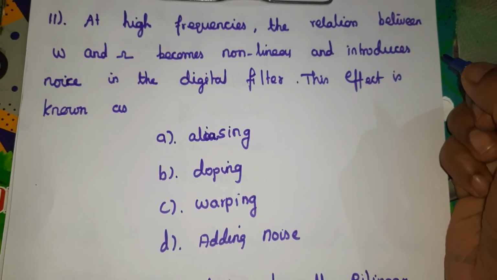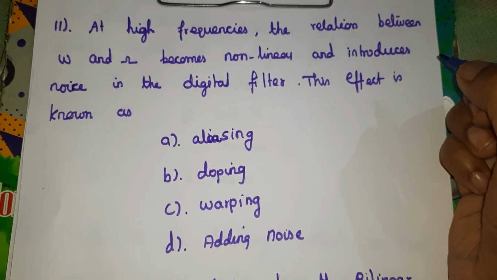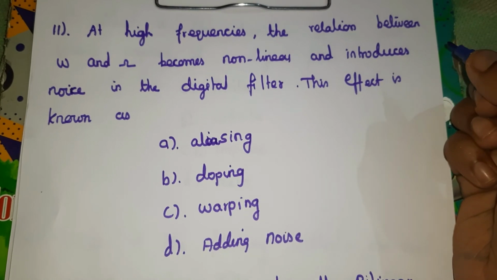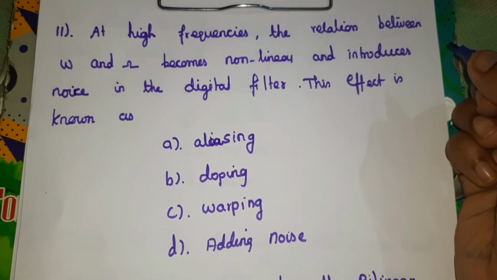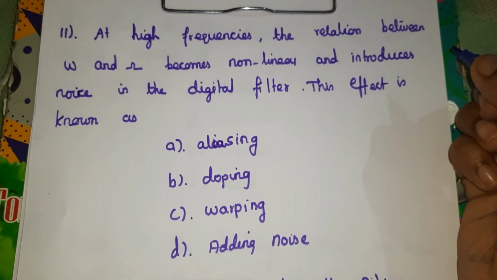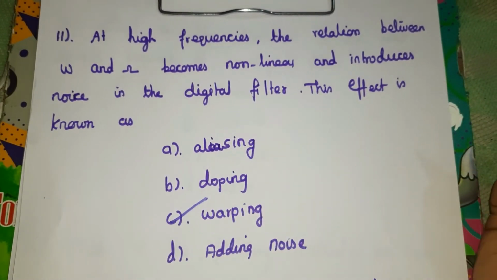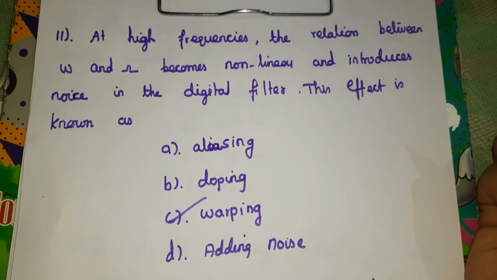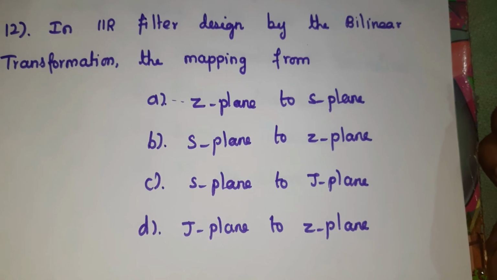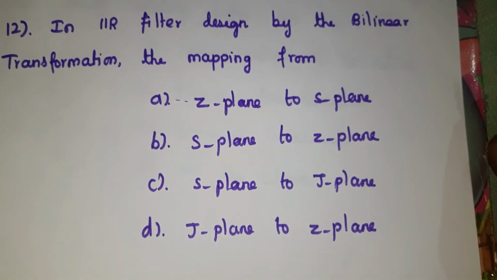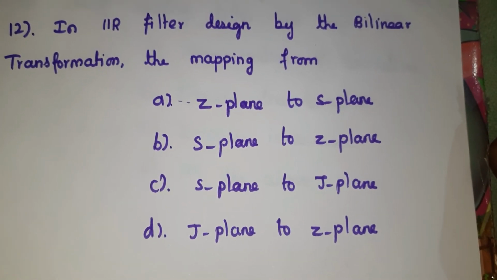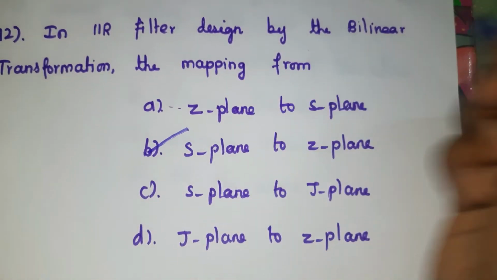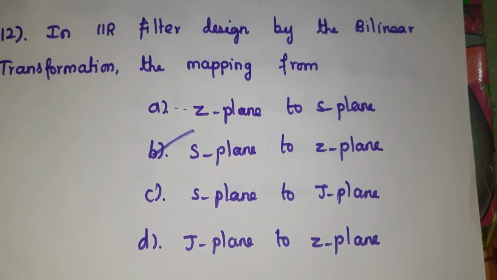At high frequencies, the relation between analog frequency and digital frequency becomes nonlinear and introduces distortion in the digital filter. This effect is known as warping. So here the answer is C. 12th question, in IIR filter design by the bilinear transformation, the mapping from S plane to Z plane. So here the answer is B.